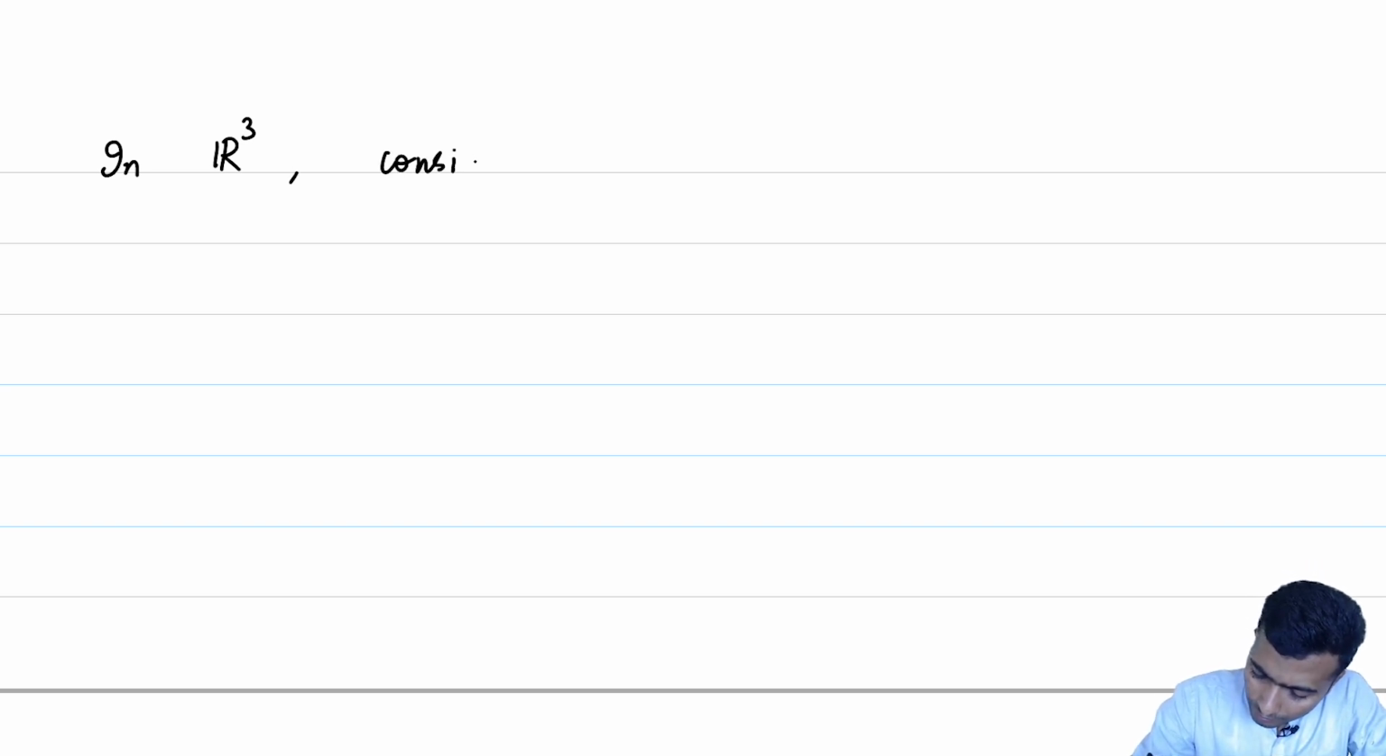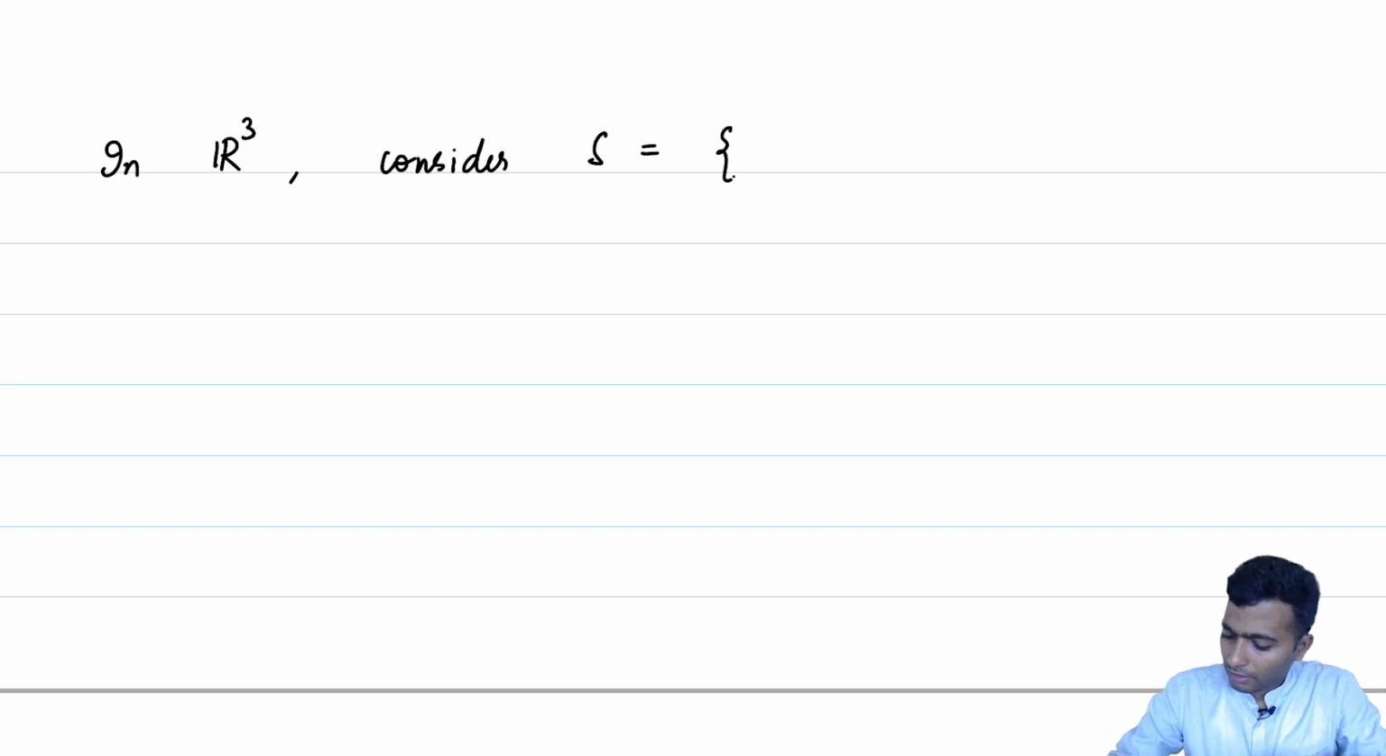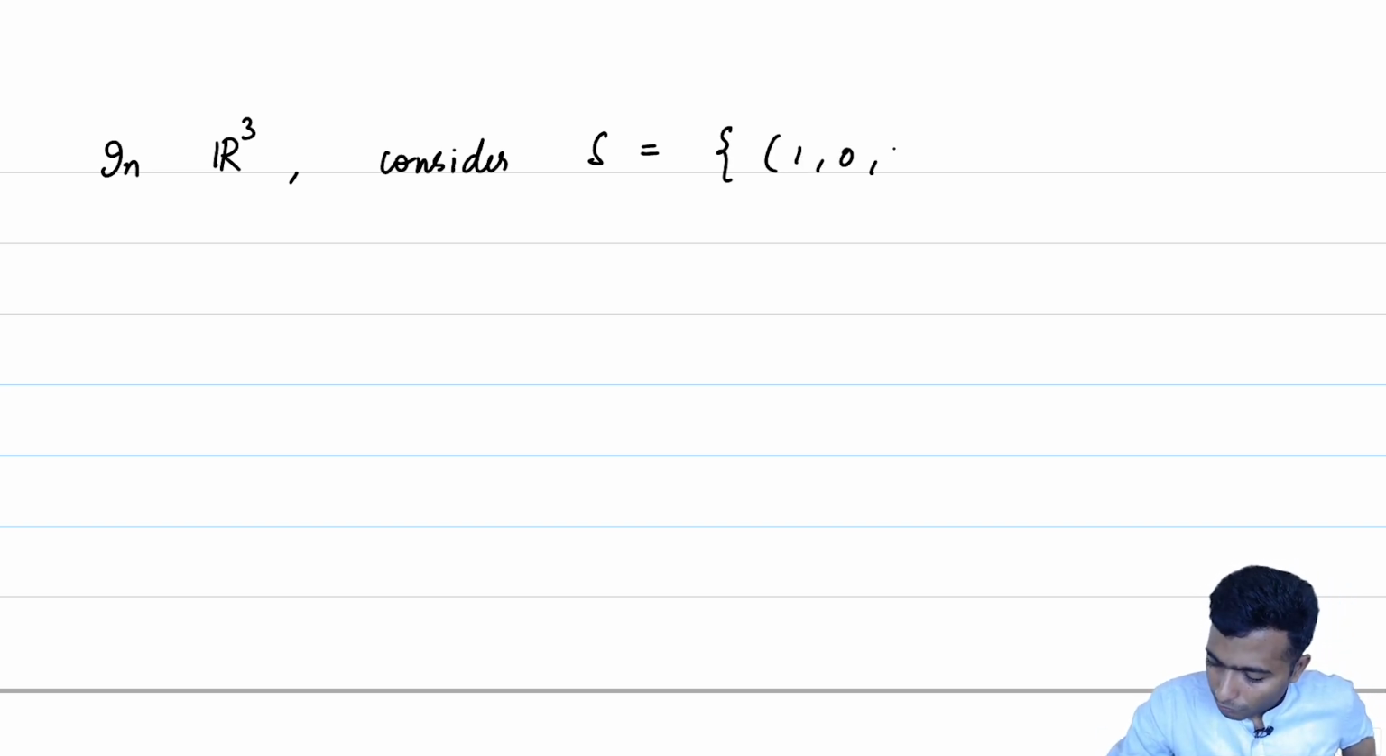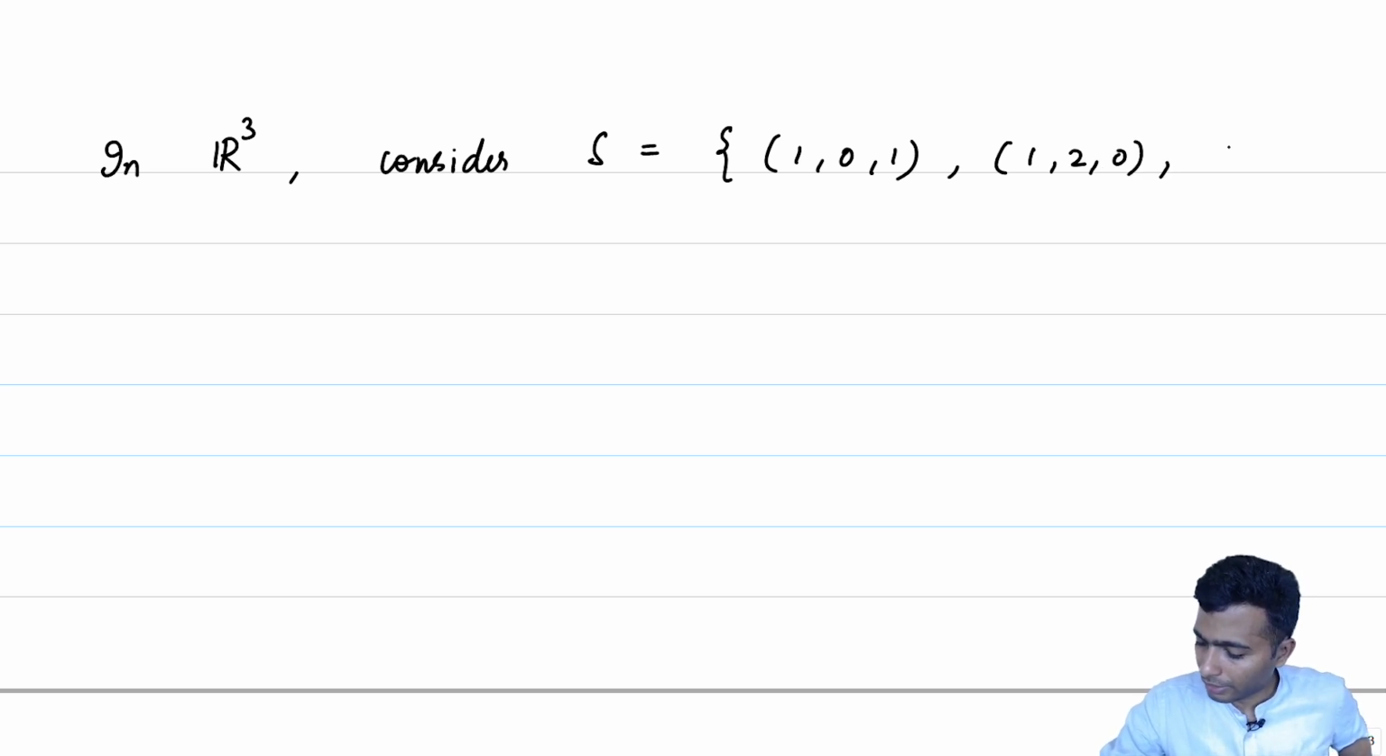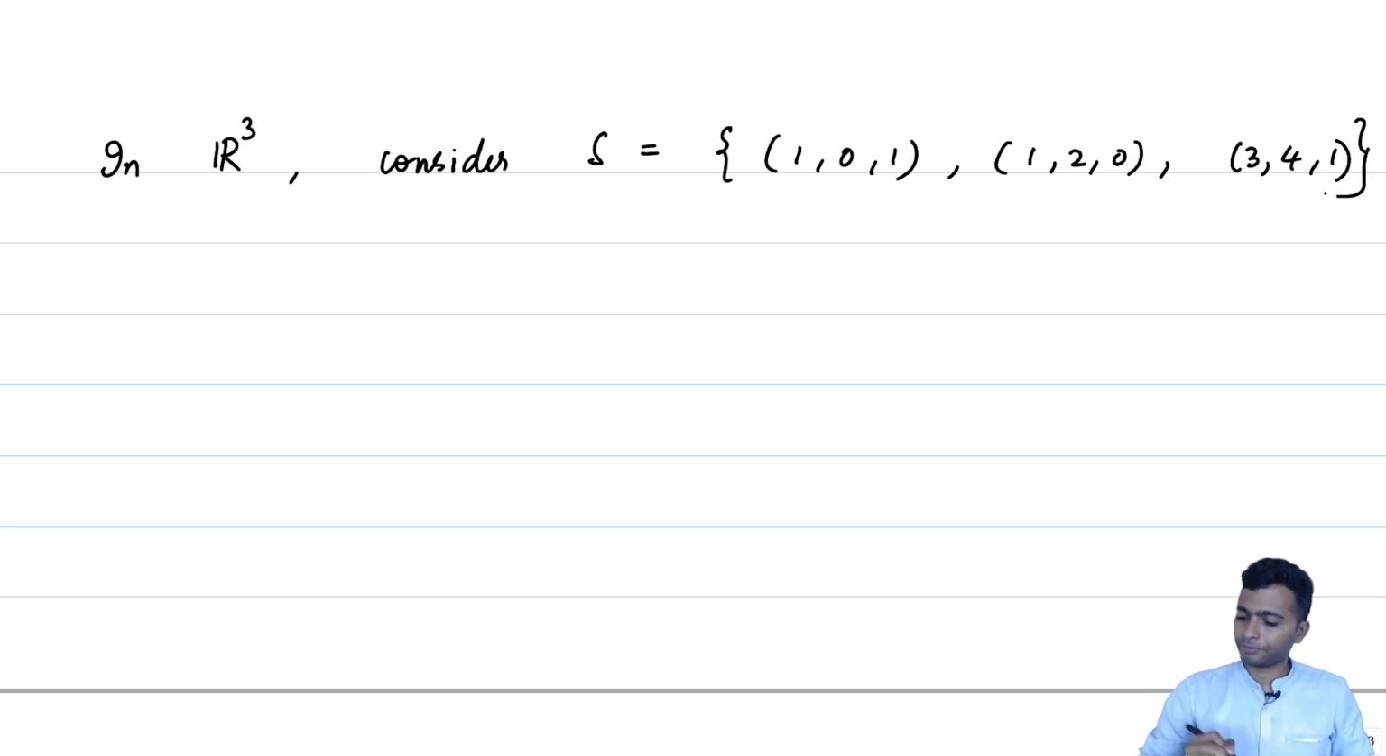So, in order to do that, let us start by looking into an example. So, in R3, consider the set S given by say (1, 0, 1), (1, 2, 0) and then maybe (3, 4, 1). This is a subset of R3, and let us try to see what is the span of this set S.